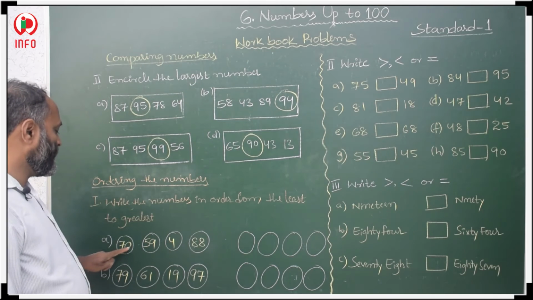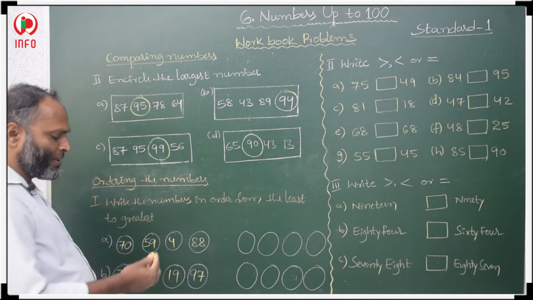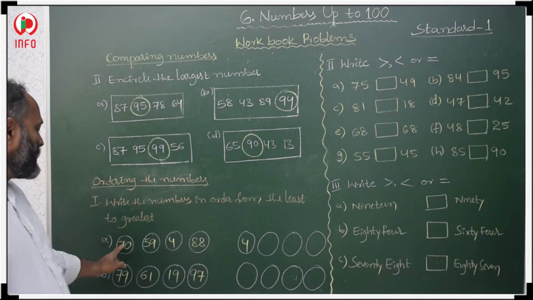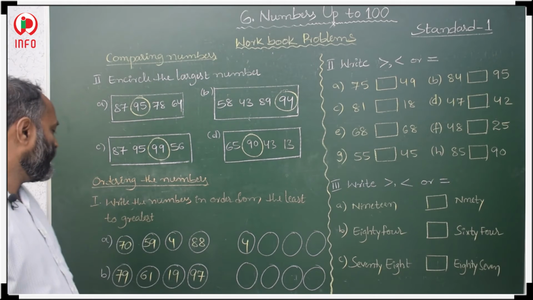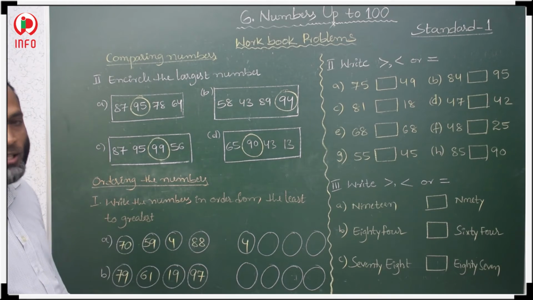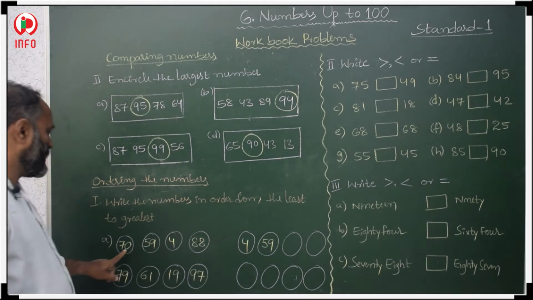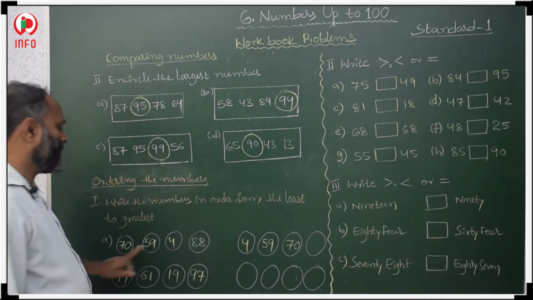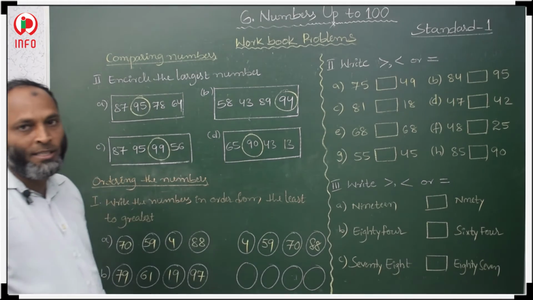Least means, in 70, 59, 4 and 88, 4 is a single digit number, that is the smallest one, the least. In the remaining three, 70, 59, 88, we have to check the tens place value. 7, 5, 8. 5 is the least, so we take 59 next. Then after that 7, that is 70. Then after that 88. In this order we have to write from least to greatest.